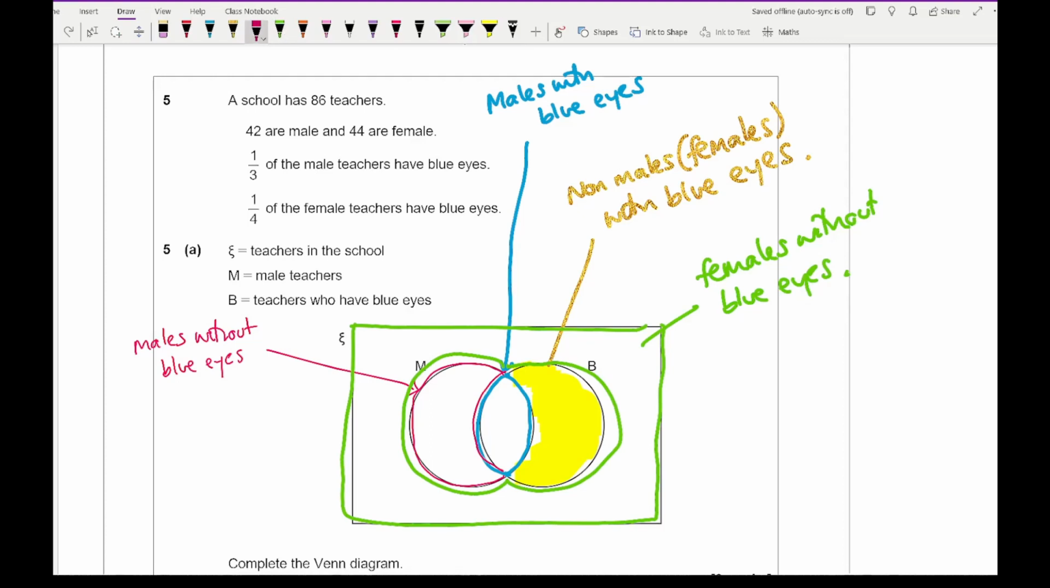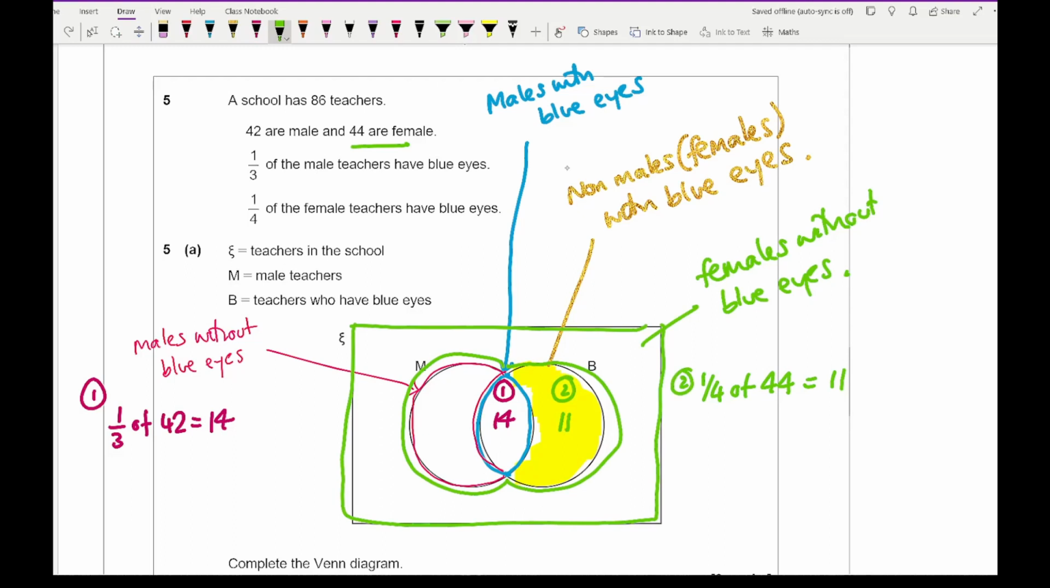Now we know that the males need to add up to 42. So here, a third of 42 is going to be 42 divided by 3, which gives me an answer of 14. So that means that 14 is going to be in the middle. So let me just write number 1 there. Then working with number 2. So here we've got a quarter of the female teachers. So a quarter of 44, which is 11. So that means that this section here is going to be 11. Let's just write number 2.